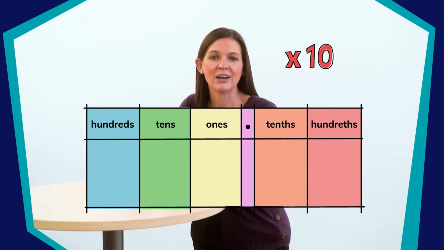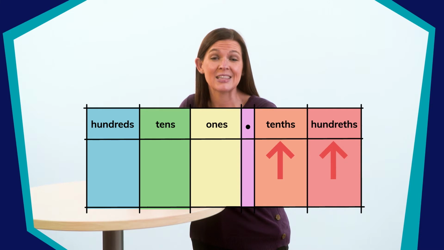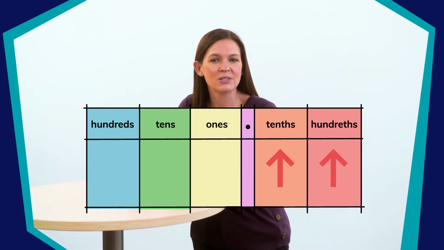On this chart, I have added 2 place values to the right of the decimal, which means they are valued at less than 1. They are tenths and hundredths. They still follow the same base 10 pattern as the whole numbers. Tenths is 10 times bigger than hundredths.